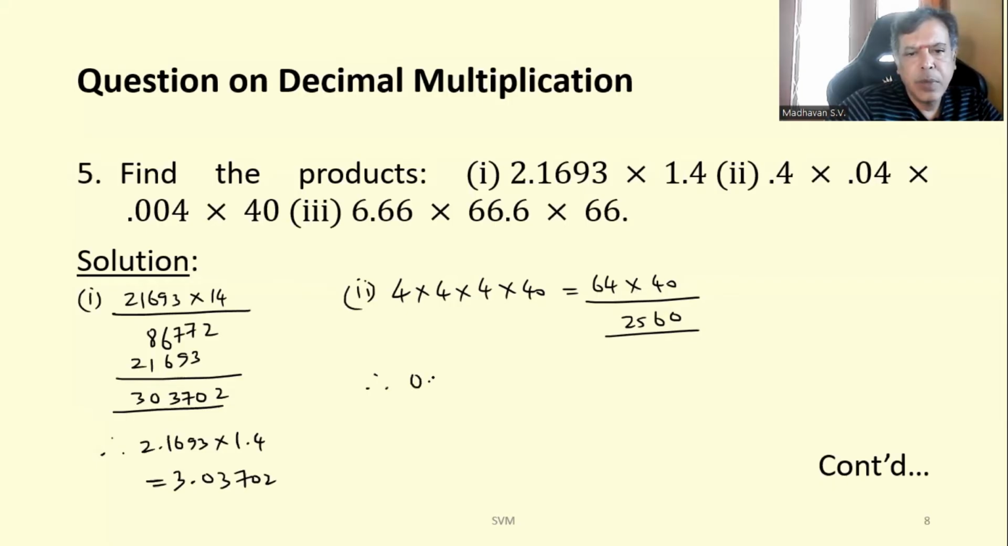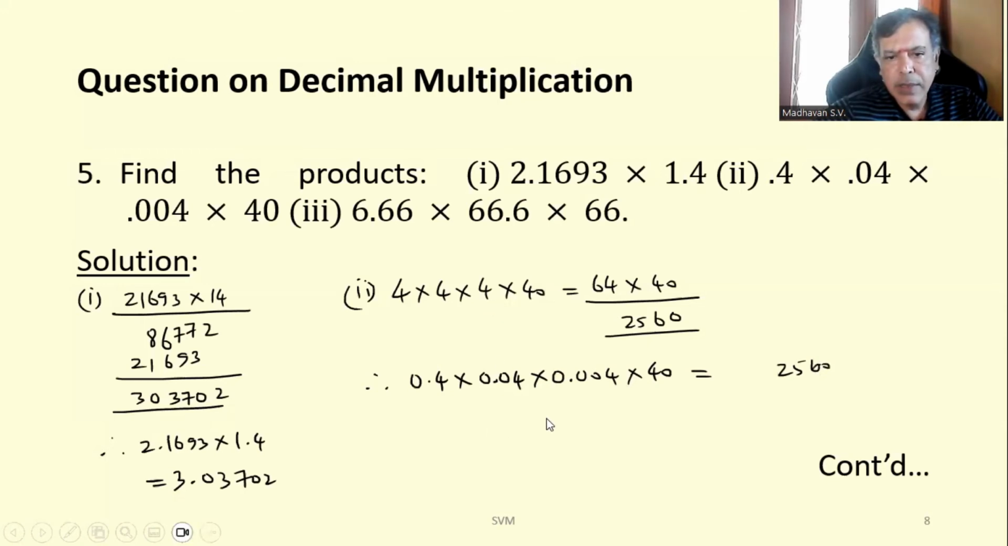Therefore, 0.4 multiplied by 0.04 multiplied by 0.004 multiplied by 40 is equal to, let me write this, 2560 first. Then let us see the number of digits after the decimal point. Here it is 3, here it is 2. 3 plus 2, 5, 5 plus 1, 6. 6 digits. So add 2 more zeros, put a decimal point, and so ultimately it is 0.00256. That will be the result for this particular second part.